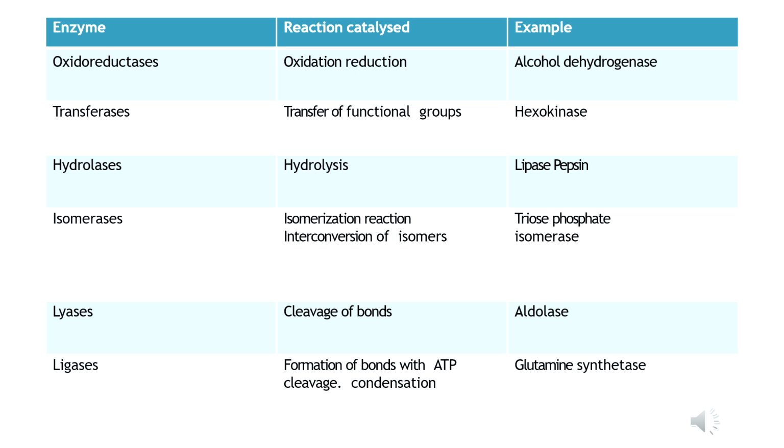The fourth one, isomerases. Isomerases catalyze isomerization reactions, that means interconversion of isomers. The example is triose phosphate isomerase. The fifth one is lyases. Lyases catalyze the reaction of cleavage of bonds. The example is aldolases. The last class, that is ligases. Ligases catalyze reactions of ATP cleavage or condensation reactions. The example is glutamine synthetase.